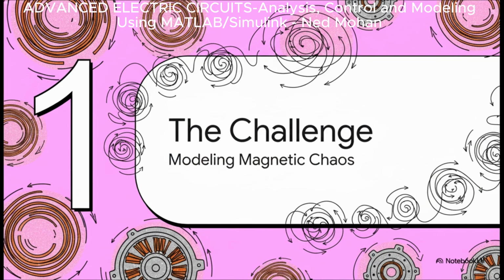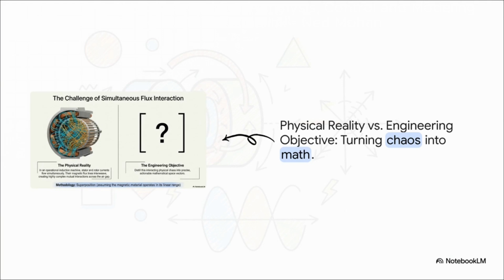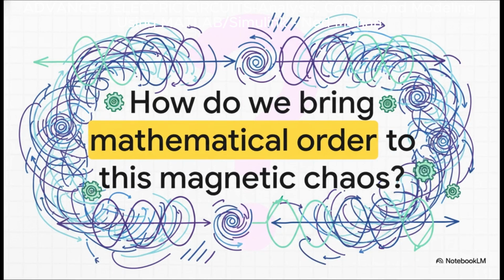Our first step is to really appreciate the problem we're up against when we try to look inside a running motor. What you see on the left is what's actually happening. It's a tangled, chaotic mess of magnetic fields all interacting at once. Our job as engineers, though, is what you see on the right. We have to turn that chaos into clean, precise math, into space vectors that we can actually use to control the machine. So, what tool do we have in our engineering toolbox that can bring some mathematical order to all of this magnetic chaos?